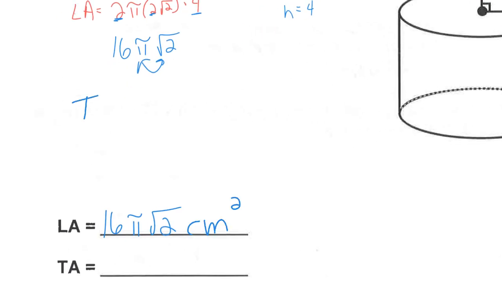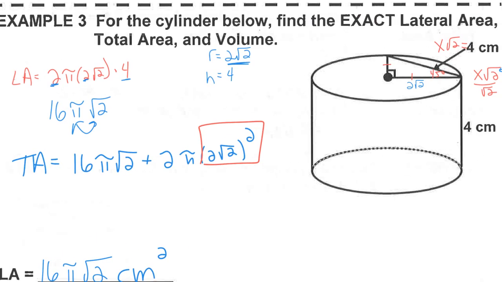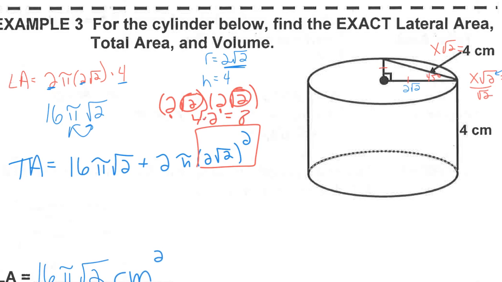Let's look at total area. Again, we're bringing down this 16 pi square roots of 2, but now we're adding to it 2 times the area of the base. Pi times 2 square roots of 2 squared. Now here's where people messed up again, this part right here. I'm going to write it up here. This is 2 square roots of 2 times 2 square roots of 2. 2 times 2 is 4. The square root of 2 times the square root of 2 is 2. That means I get 8.